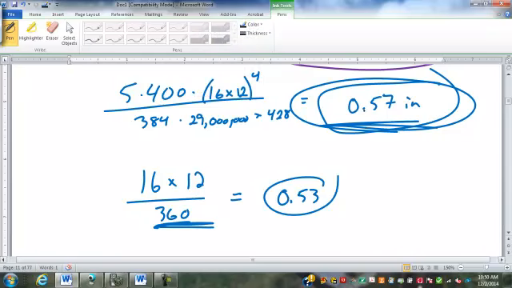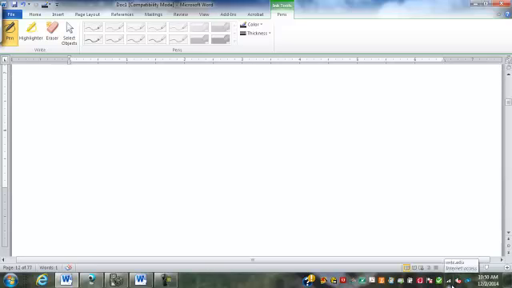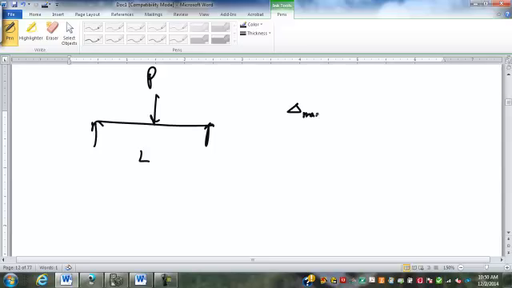Well, let's take a look at another example. Let's look at a concentrated load, a point load, for the second formula they give there. If we have a simply supported beam with a single concentrated load at the mid-span, we call that concentrated load P. The span or length is L. The maximum value of delta would be P times L to the third over 48 times the elastic modulus times the moment of inertia.